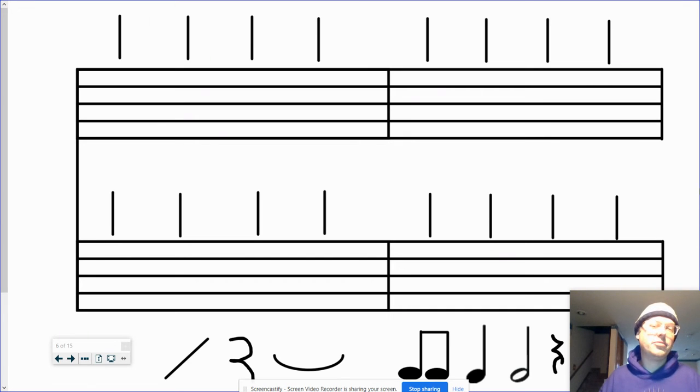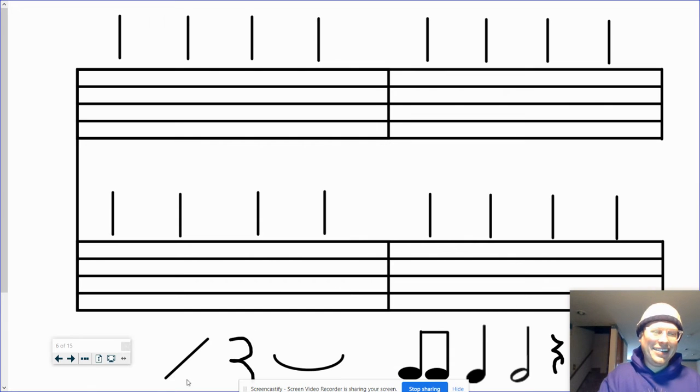Mark the sticks first. If you try to write the notes, it's not going to be as successful. You won't get it as quickly. Okay, here it is again. I'll do it a third time. Last time. Here we go.